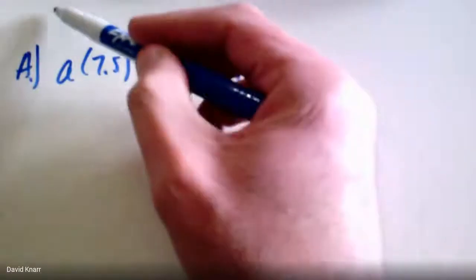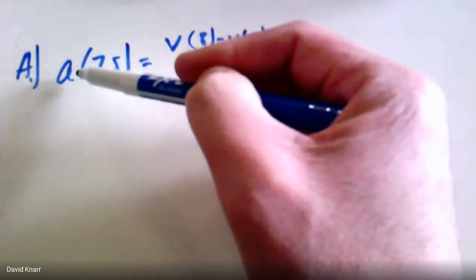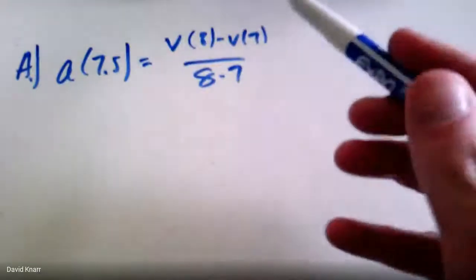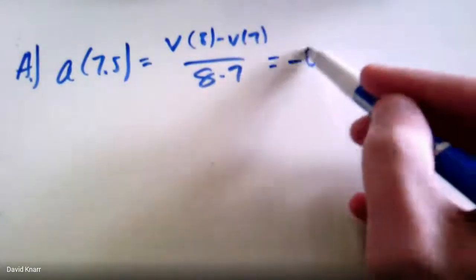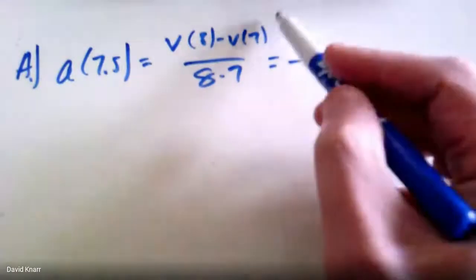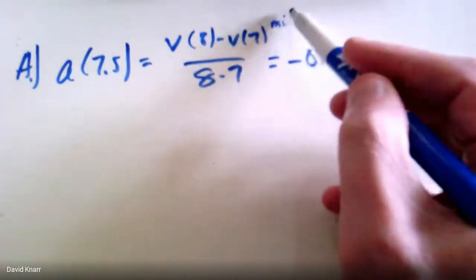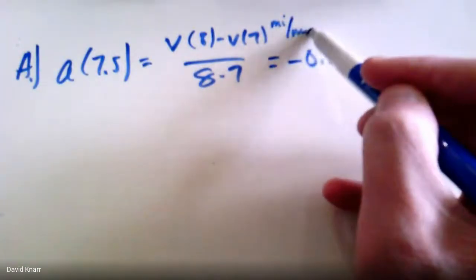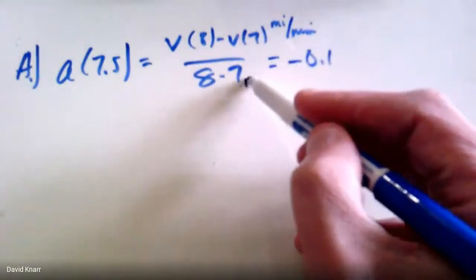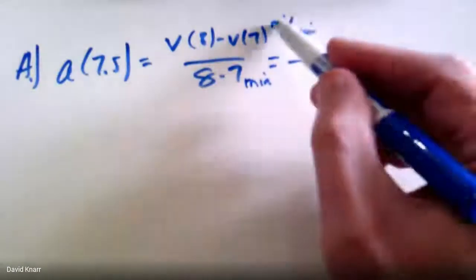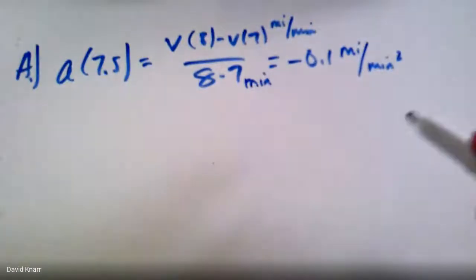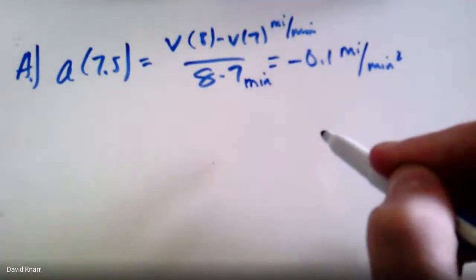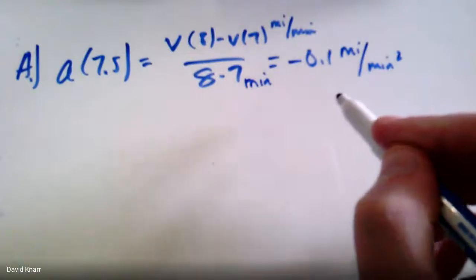You're given the velocity. To find the derivative of velocity, you get the acceleration. So to find the derivative of velocity in this case, you have to find the slope of that line. The slope of that line is negative 0.1. The numerator is measured in miles per minute. The denominator is measured in minutes. So if I take miles per minute over minutes, I get miles per minute squared. It asks me for the units, so I need to give them.